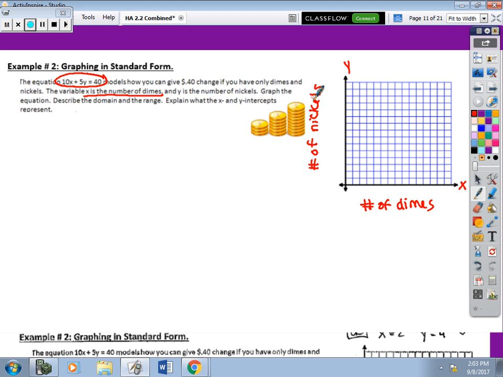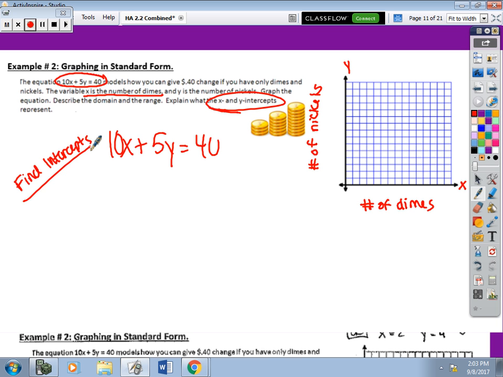Graph the equation, describe the domain and range, and explain what the x and y intercepts mean. Now, since they want me to explain what the x and y intercepts mean, I'm going to solve using the intercepts, like Augie just talked about. So instead of subtracting 10x and dividing by 5, which you can do, I'm going to solve using the intercepts. I'm going to find the intercepts, since they want me to describe what they mean anyways.